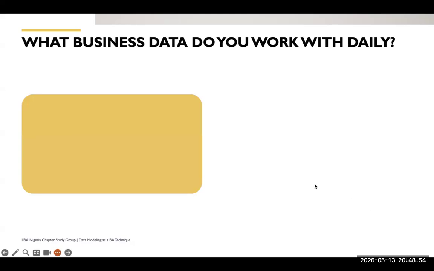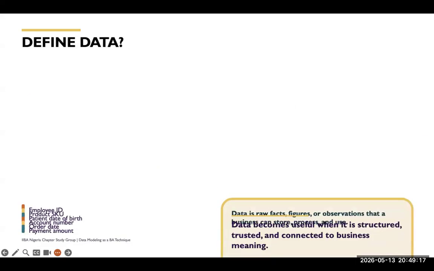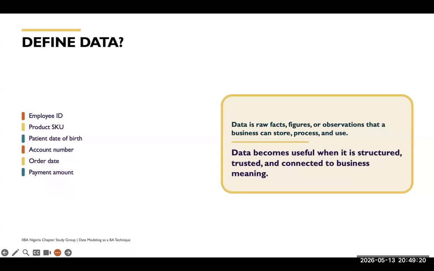So I want it to be simplified so we can understand the basis of it, right? Every organization handles facts that describe people, events, decisions, transactions. You have names, you have dates, you have transactions, balances, employee ID, different types of data. And in the definition of data, it's a raw fact. It's raw facts, figures, observations of things that a business can store, process, and use. And it becomes useful when it is structured and analyzed and connected to mean something useful, right? Okay.